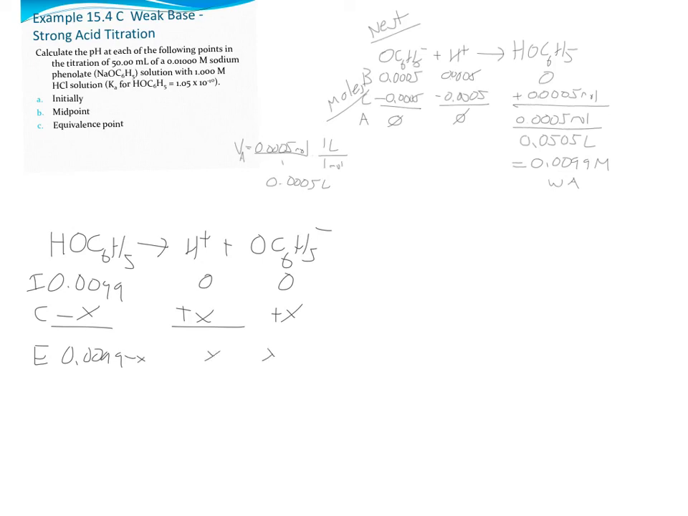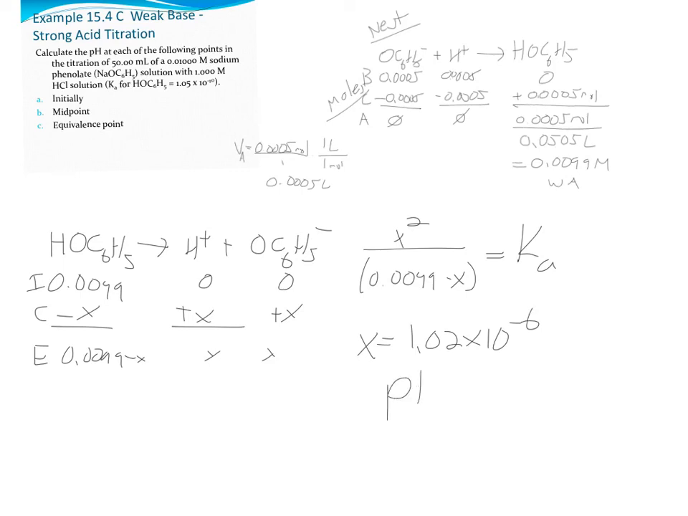We plug this in and we get X squared over 0.0099 minus X equals our Ka. And Ka is given in the problem, 1.05 times 10 to the negative 10th. Our X value here is going to come out to 1.02 times 10 to the negative 6th. And that is my hydrogen because this is an acid Ka problem. So my pH, negative log of that, is going to be 5.99.